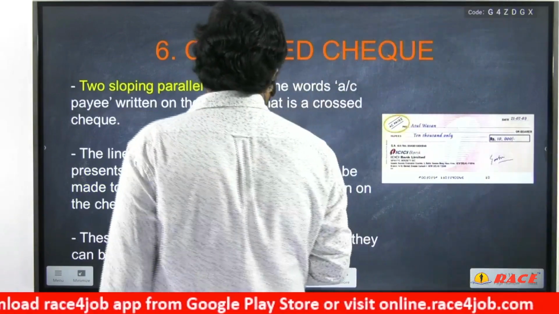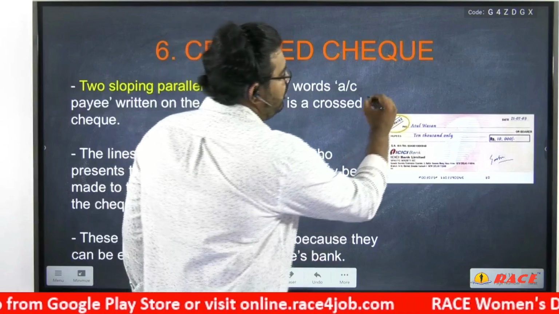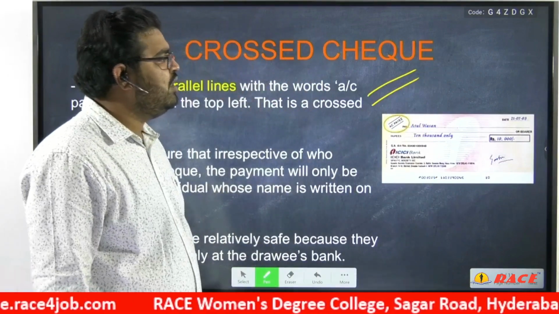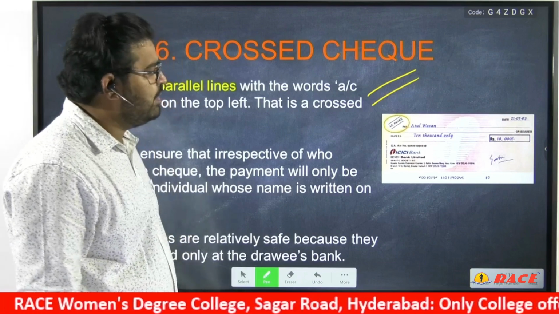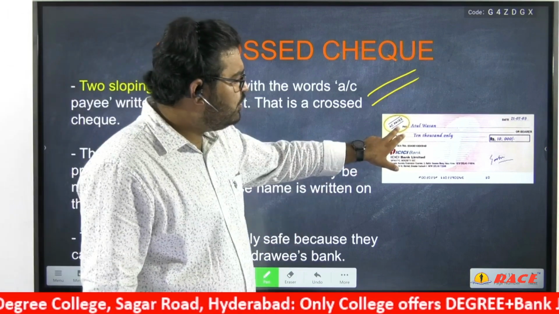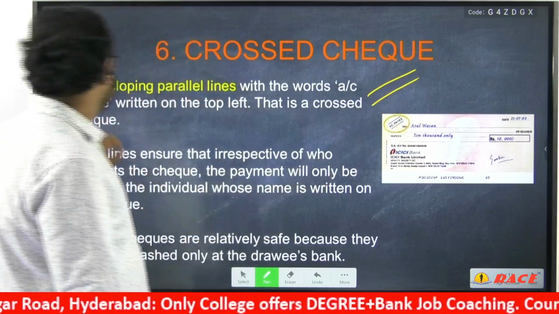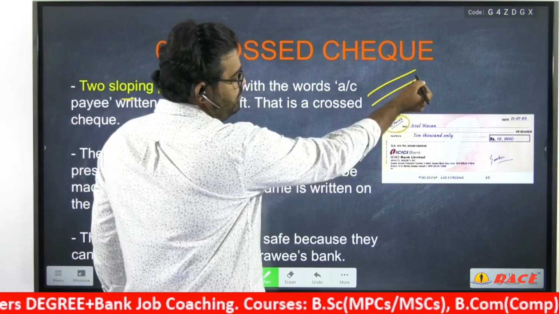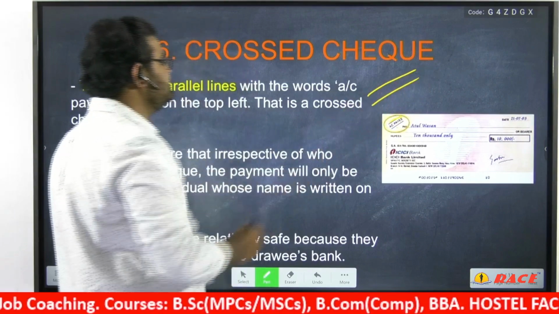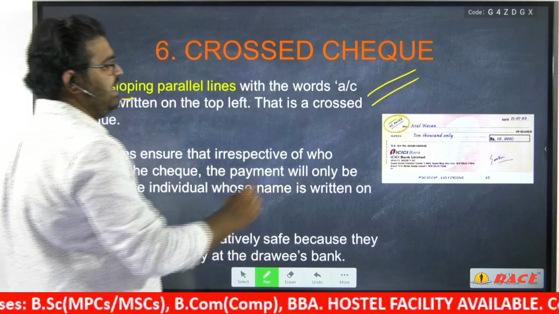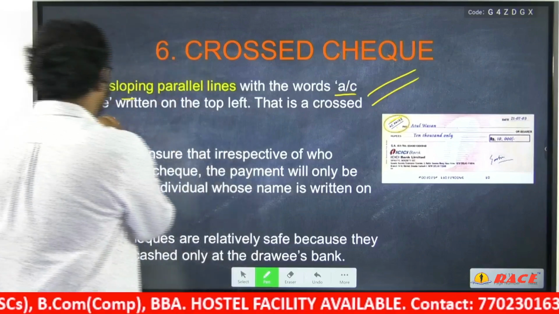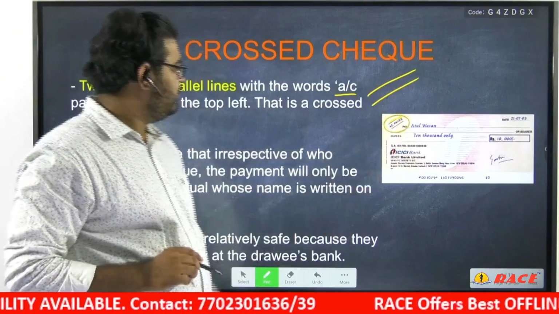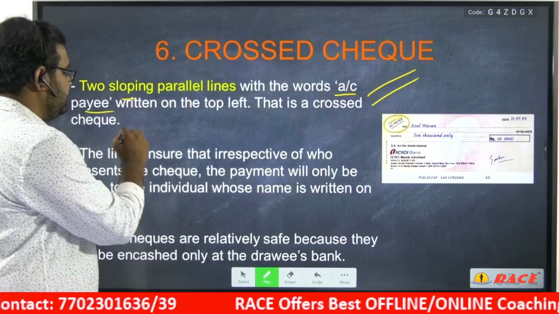Next, the crossed check. On the top left side of the check, you will find two sloping lines. Have you seen this? The line is sloping. Two sloping lines with the words A/C payee. A/C means account payee. Account payee is written on the top left. That is a crossed check.